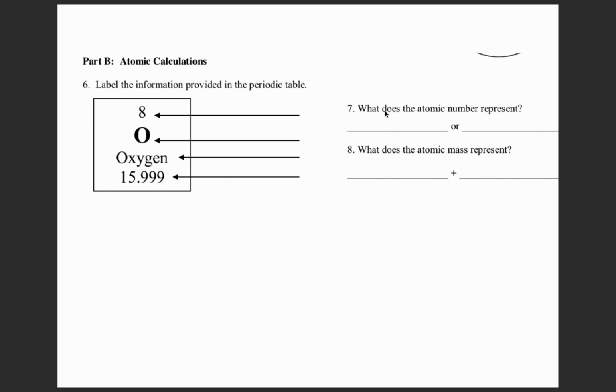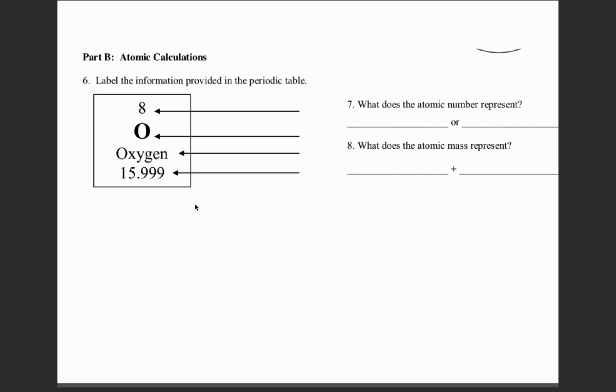Number 7, what does the atomic number represent? This number 8 here. The atomic number represents the number of protons, or for this worksheet, it will also represent the number of electrons. Protons or electrons. Number 8, what does the atomic mass represent? Our atomic mass represents our number of protons plus neutrons. And so that is what's found inside of our nucleus. This is our atomic mass.